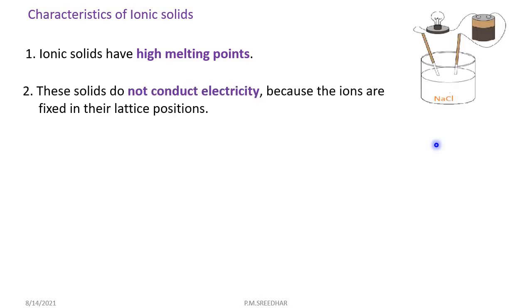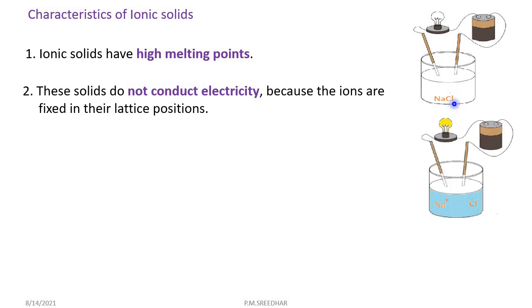Point number 2. Ionic solids do not conduct electricity. You see here, in a beaker we have sodium chloride. It is an ionic solid. Immerse 2 electrodes and pass electricity. The solid NaCl does not conduct electricity. Why? The positively charged Na plus and negatively charged Cl minus are held in their positions strongly.